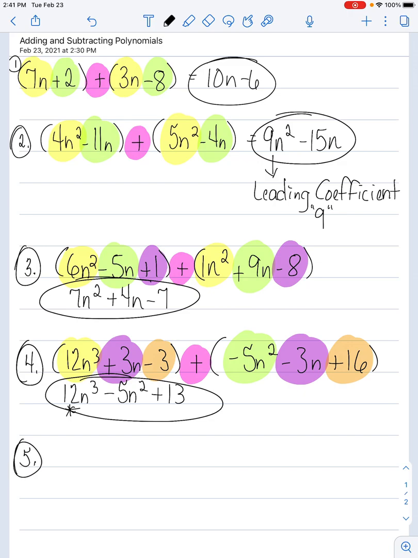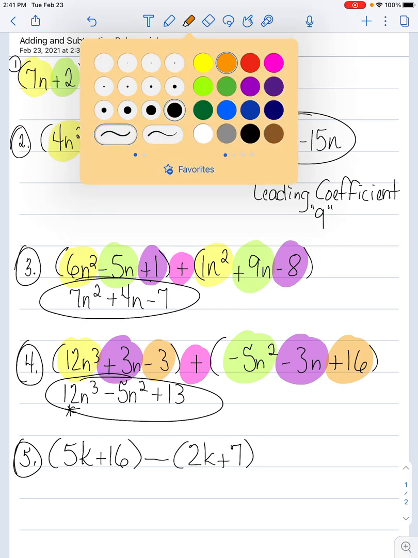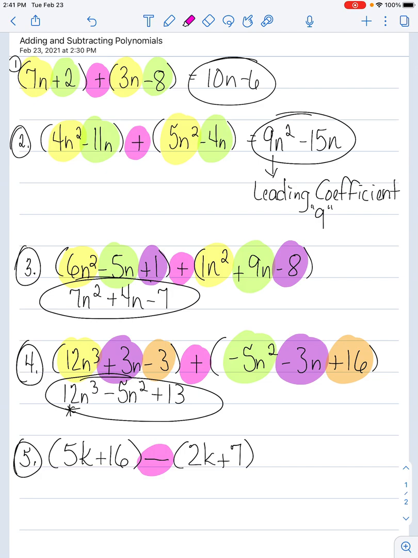Let's try a few of these. So let's say we have 5k plus 16 minus 2k plus 7. Remember, in the first four examples, I said the first thing you need to look for is, do I have an addition sign?